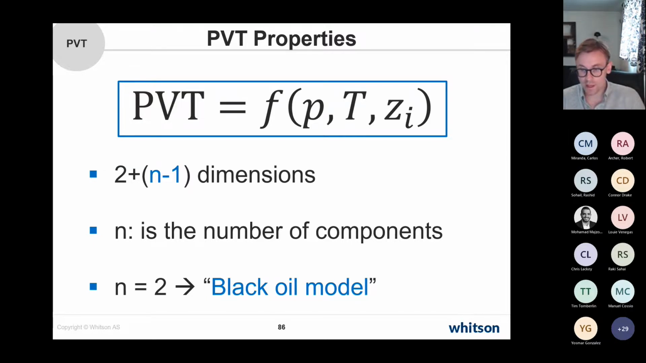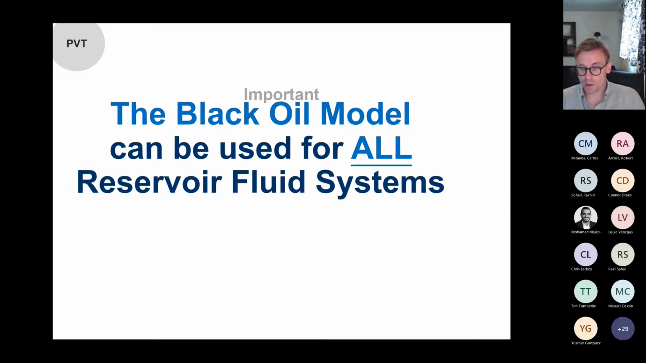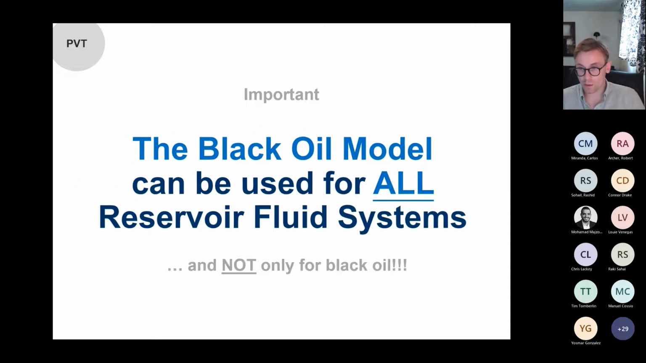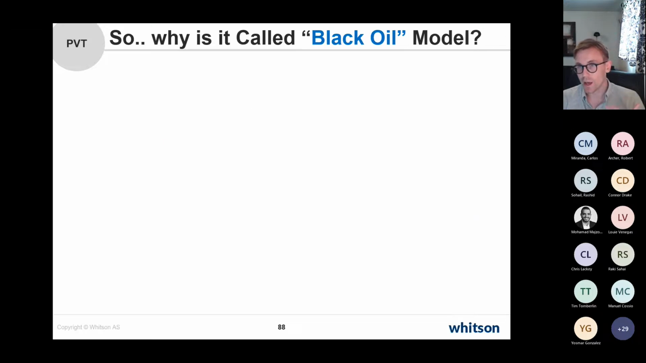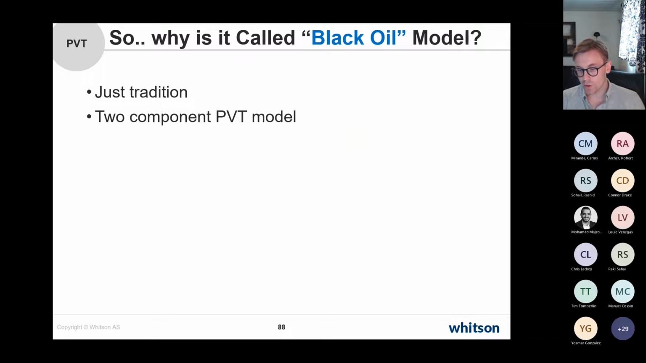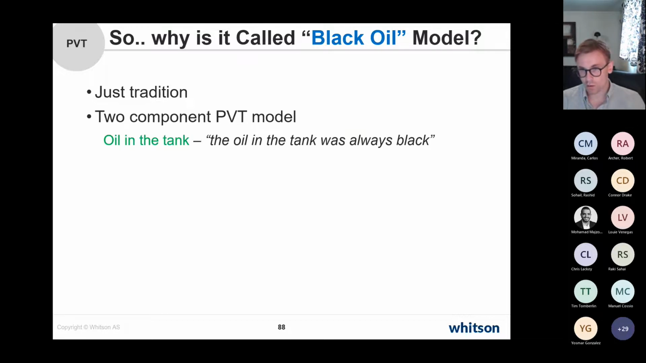Very important to emphasize is that the black oil model can be used for all reservoir fluid systems, not only for black oils. And the question that always comes up in that discussion is, why is it then called a black oil model? Well, it's just a tradition. And it is actually just a 2-component PVT model. When the model was introduced, back in the 50s or 60s, the oil in the tank was always black. There were not too many condensates, etc. And then you had the surface gas. It was called the black oil model.